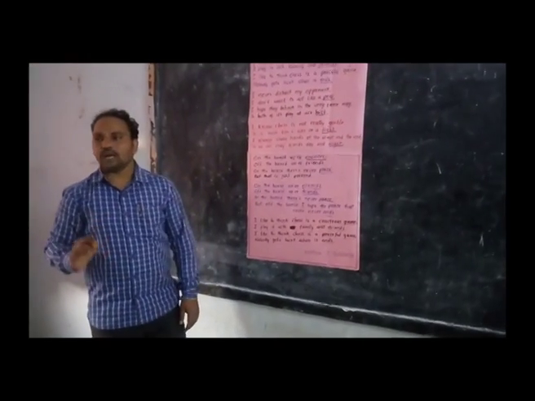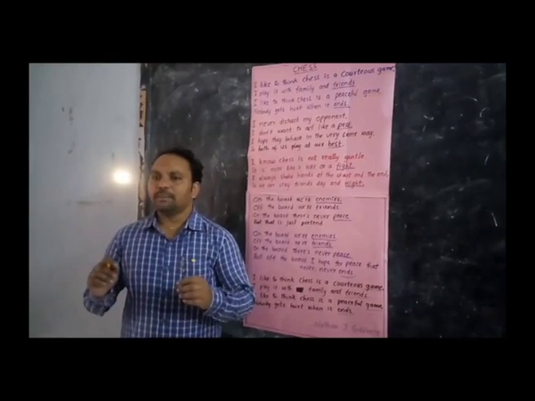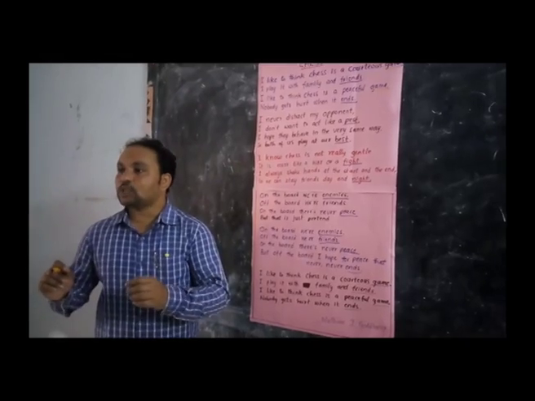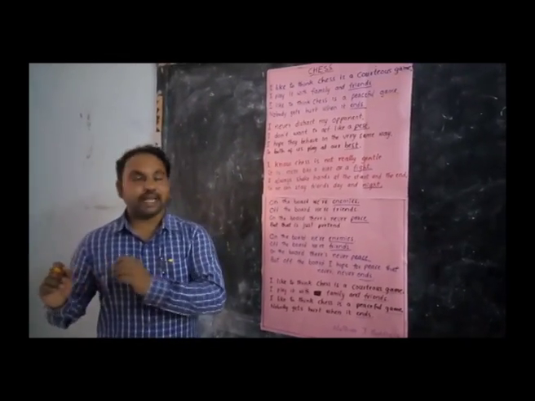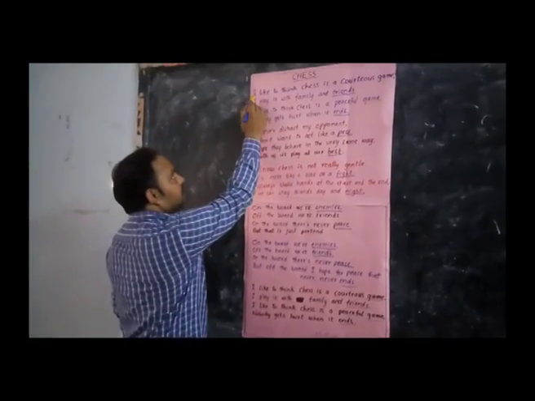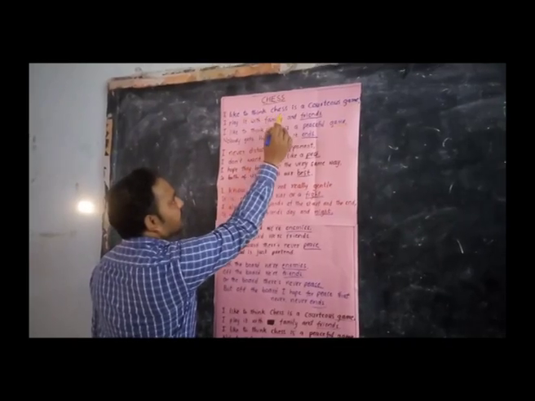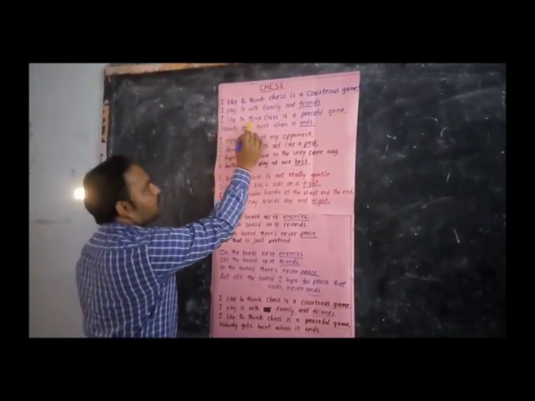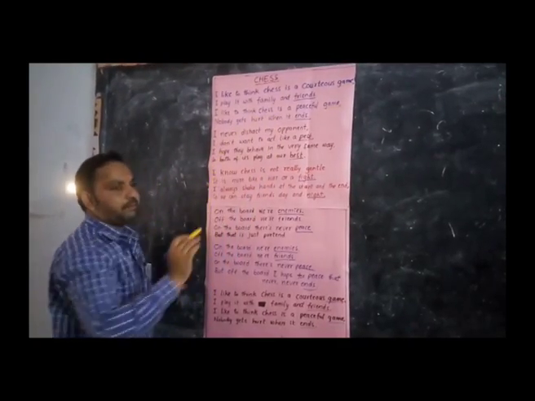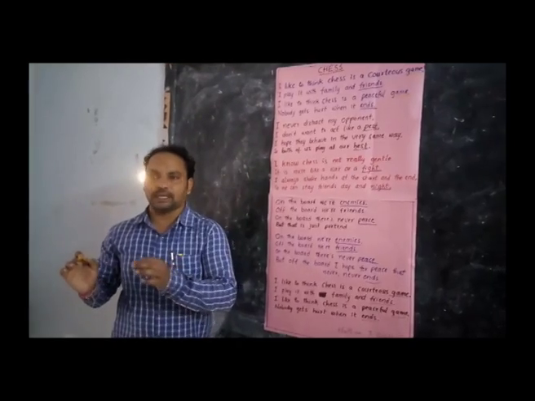Okay, these are the rhyming words in the poem. Do you know, children, sometimes sentences can also rhyme with other sentences. For example, if you look at the first line of the first stanza, it is "I like to think chess is a courteous game." And the third one is "I like to think chess is a peaceful game." Both of those sentences rhyme with each other.